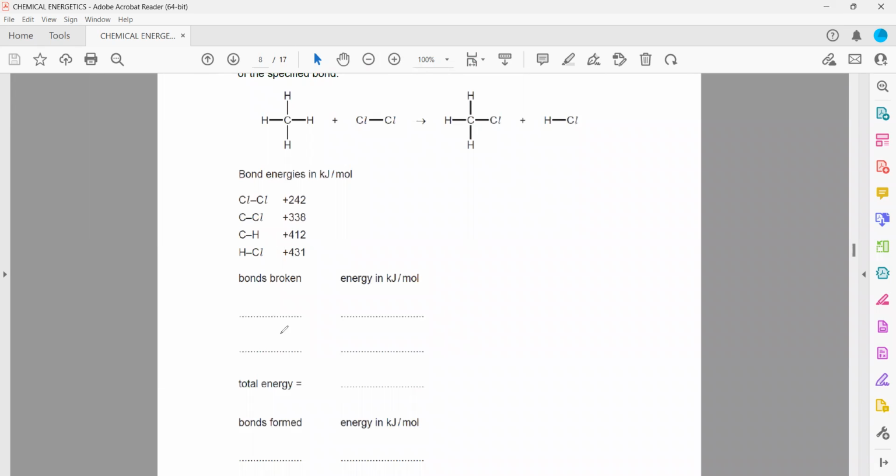So there are CH4 and Cl2. Because the reactant side is the bond breaking side and the product side is the bond forming side, even this question you can solve. There are two ways to solve such a question.